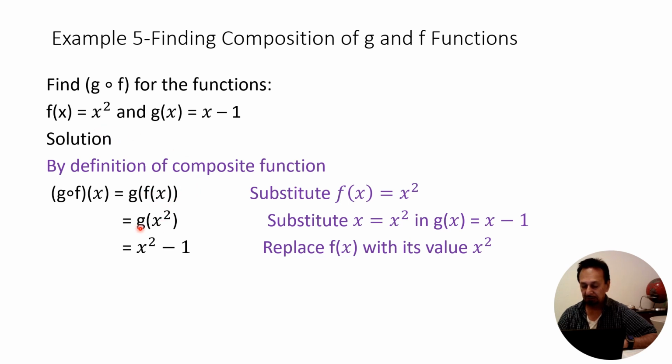Now we have g of x, so we're going to find g of x squared. Now we're going to substitute x squared for the x here. And so this x changes to x squared right here and then bring minus 1. And that is, we found the composition of g and f.